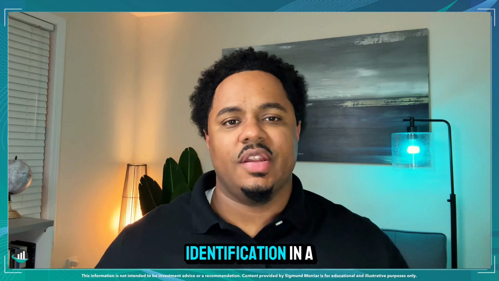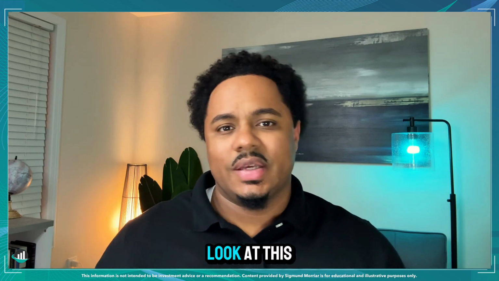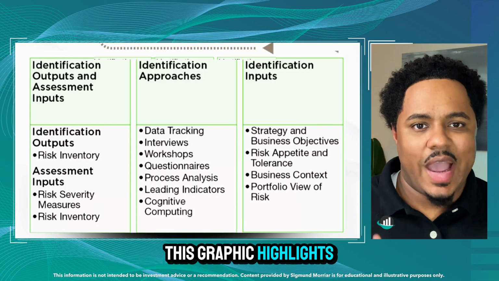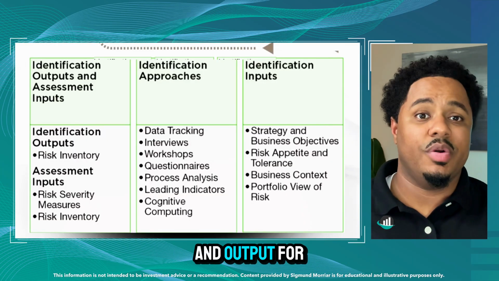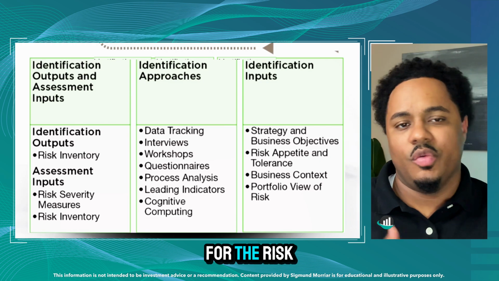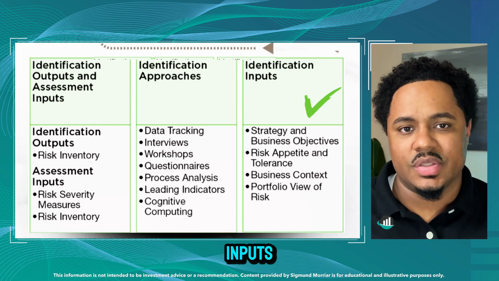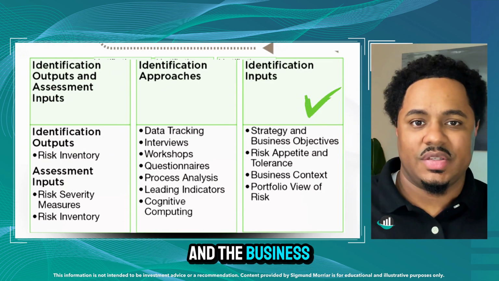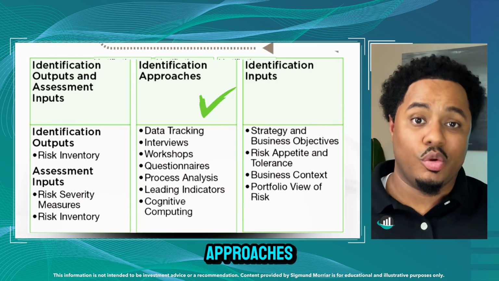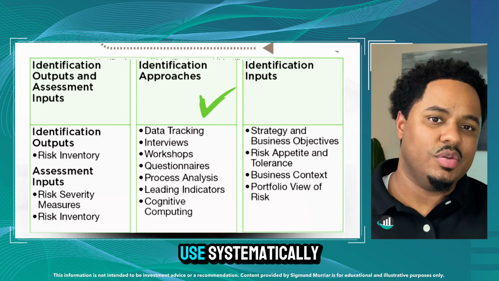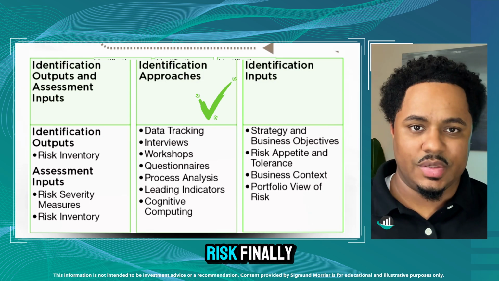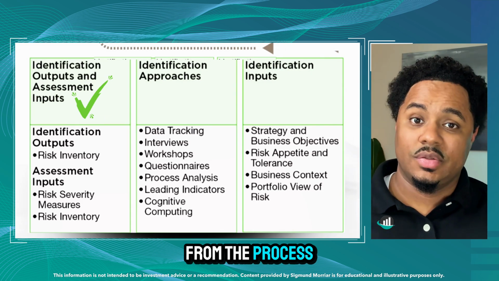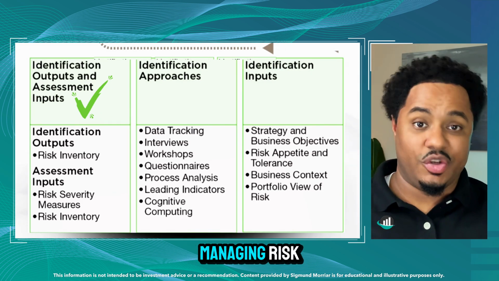To understand risk identification in a structured way, let's take a look at this risk assessment graphic featured in the COSO ERM framework. This graphic highlights the process, input, approaches, and output for each phase of the risk assessment. For the risk identification process, we start with the inputs. The inputs are the foundational elements we use to understand our objectives and the business environment, and then we end up with approaches, which are going to be our techniques to use systematically to identify the risk. Finally, we're going to have the outputs. The outputs are what we gain from the process, which is the starting point for assessing and managing risk.